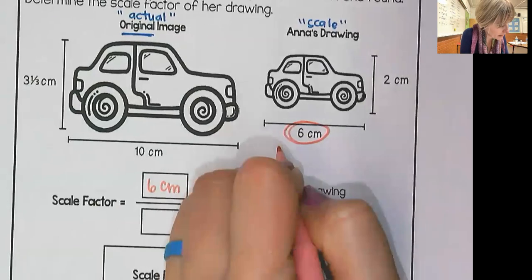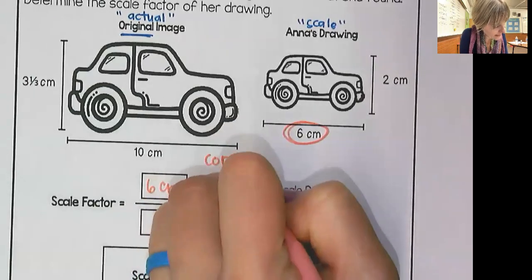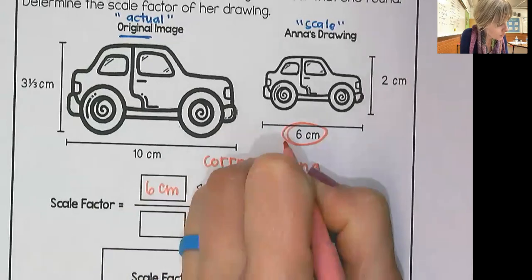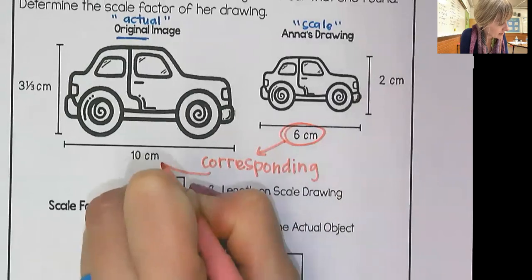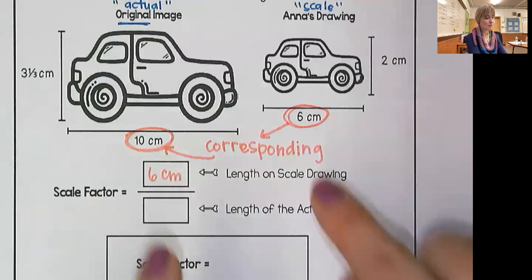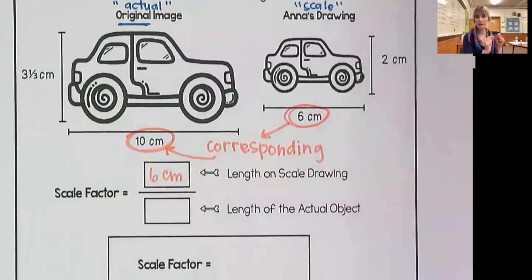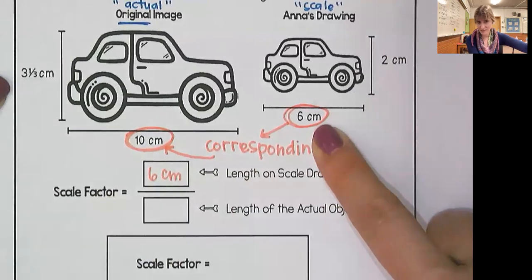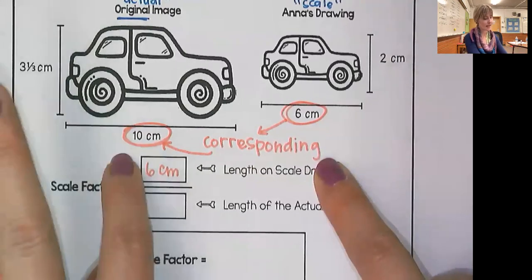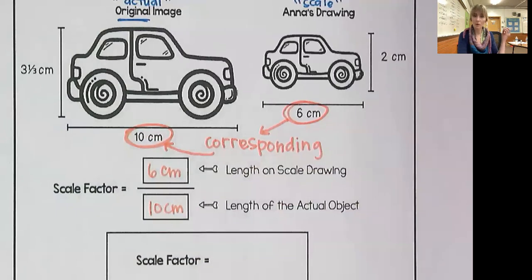Here's where that keyword corresponding comes in. I'm actually going to write it right here. Two R's, corresponding. Corresponding to this leads to this. So it doesn't matter which one I pick first, but it absolutely matters which one I pick second. That's that corresponding there. If I pick 6, I'm not going to pick this one because those don't correspond. 2 and that one, yes. 6 and 10. Scale to actual or original.